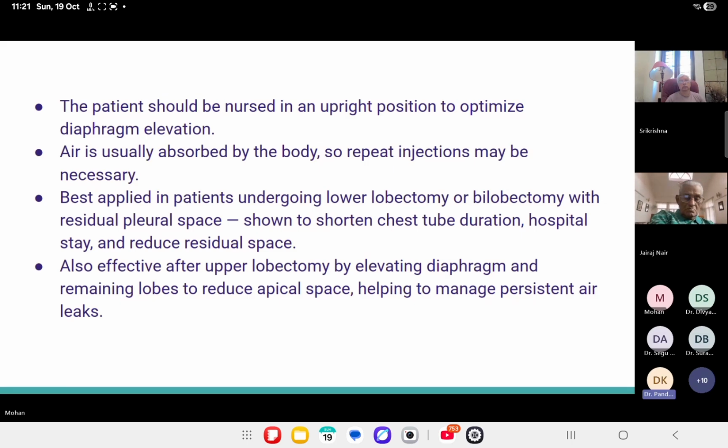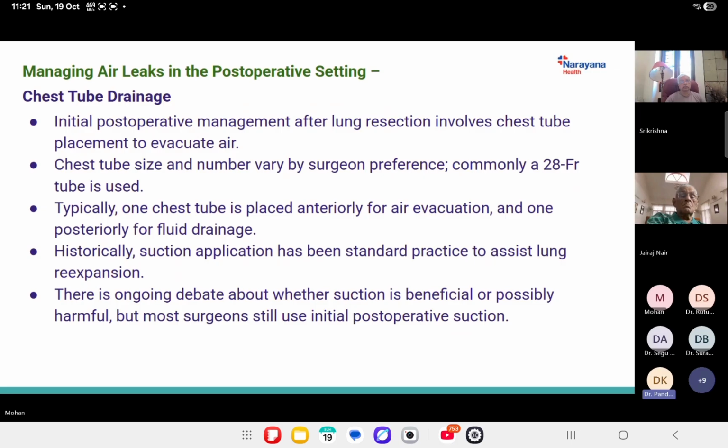Air is usually absorbed in the peritoneal cavity, so repeated injections may be necessary. Best applied in patients undergoing lower lobectomies or bilobectomies with residual pleural space, it has been shown to shorten chest tube duration and hospital stay, and reduce residual space. Also effective after upper lobectomy by elevating the diaphragm and remaining lobes to reduce apical space, and helps manage persistent air leaks.